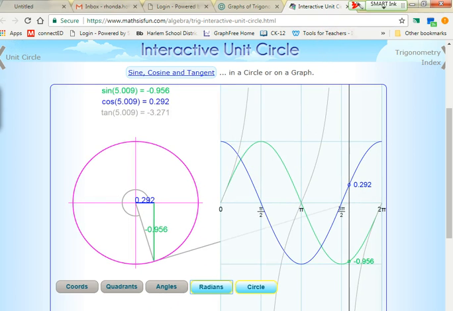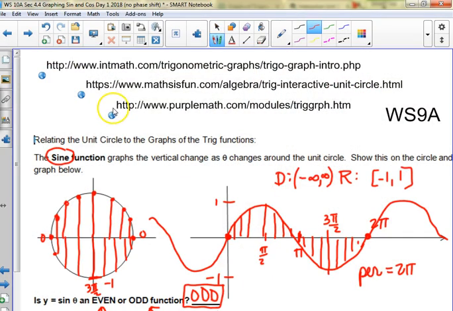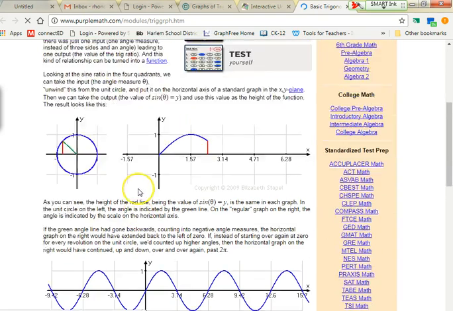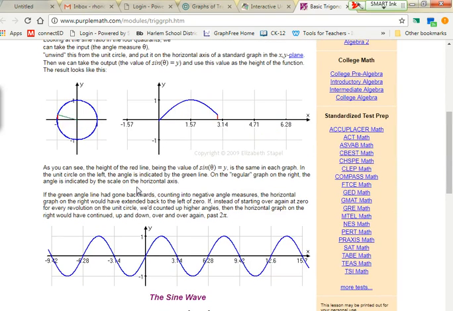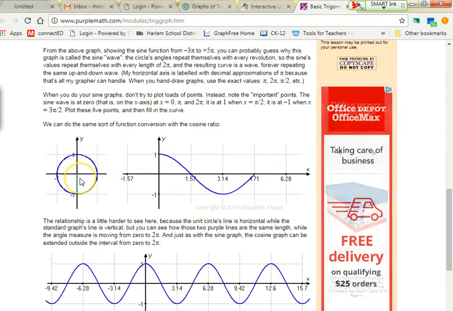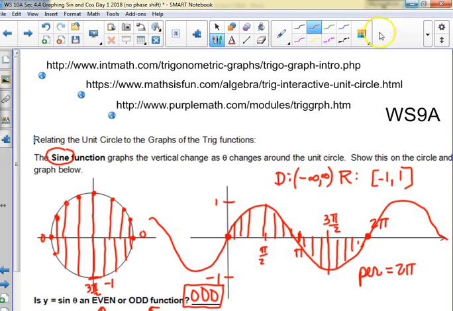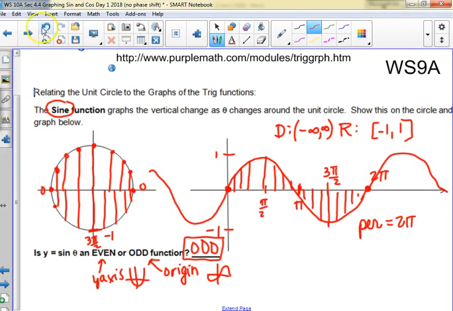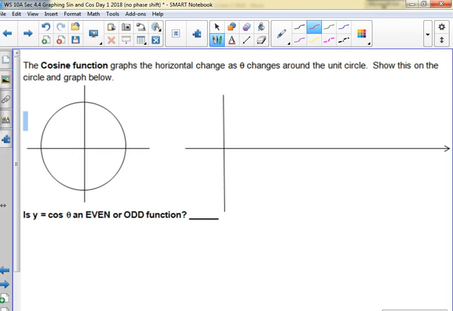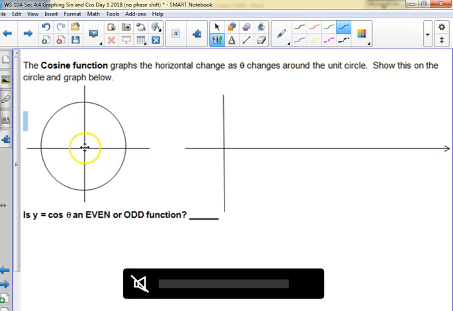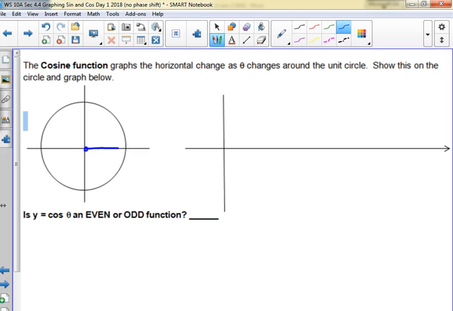All right. I don't know what the other one is that I have on there. Oh, this one is showing the height, the red, as it draws the sine graph. Okay, this one is showing the one we're going to do right now, which is the x. All right, so let's go back and do the cosine. All right, so the cosine is the x value. The x value is what right here?